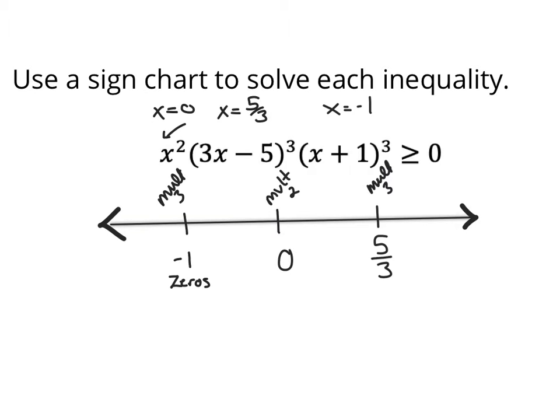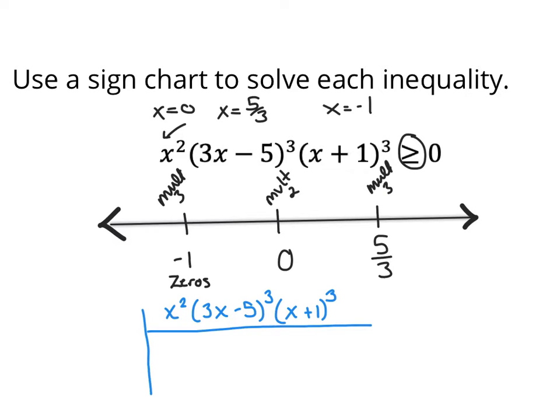and -1 has multiplicity 3 as well, because that factor is there 3 times. And at these zeros, I know that my function is exactly equal to 0. So I want to see where it is greater than or equal to 0. So I'm going to find out whether it's positive or negative in between these values. So I make a sign chart, and I'm going to pick any value I want to the left of -1. I'm just going to pick something kind of easy. I'm going to just go with -2.